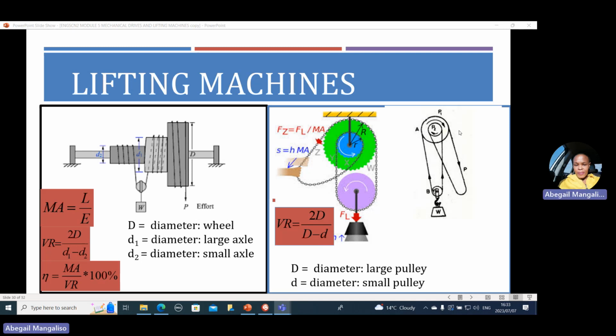Now let me just show you how to sketch the differential wheel and axle first.